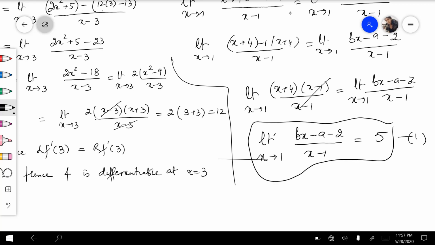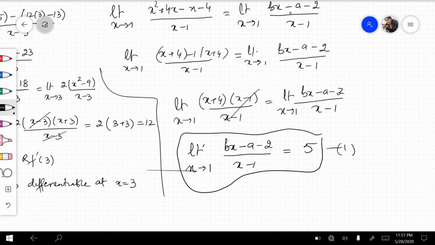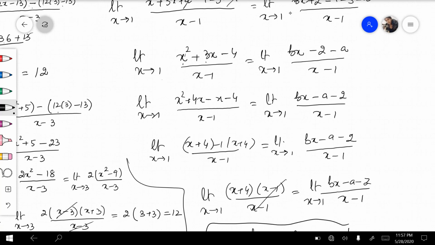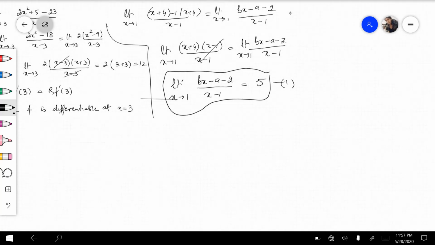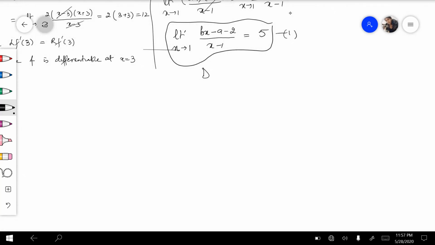This is a question. हमें तो a और b का वैल्यू फाइंड करना था. अगर मैं यहाँ पर 1 पुट भी कर देता, this is something upon 0, not defined, a number cannot be equal to 5. So what we will do, we will make use of the concept. Which one? Differentiability implies continuity.